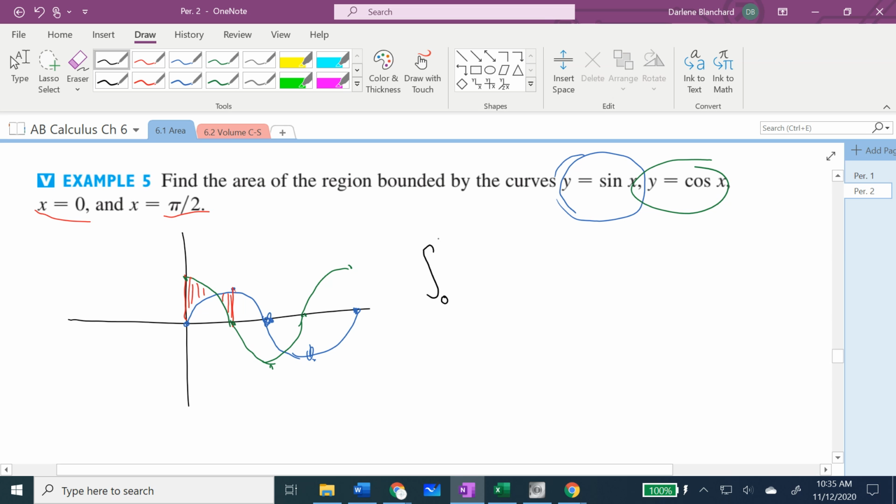They intersect at pi over 4. And when I am going from 0 to pi over 4, the top function is my cosine. And then I add to that the integral that I get as I go from pi over 4 to pi over 2. And they swap, and sine is now the top function.